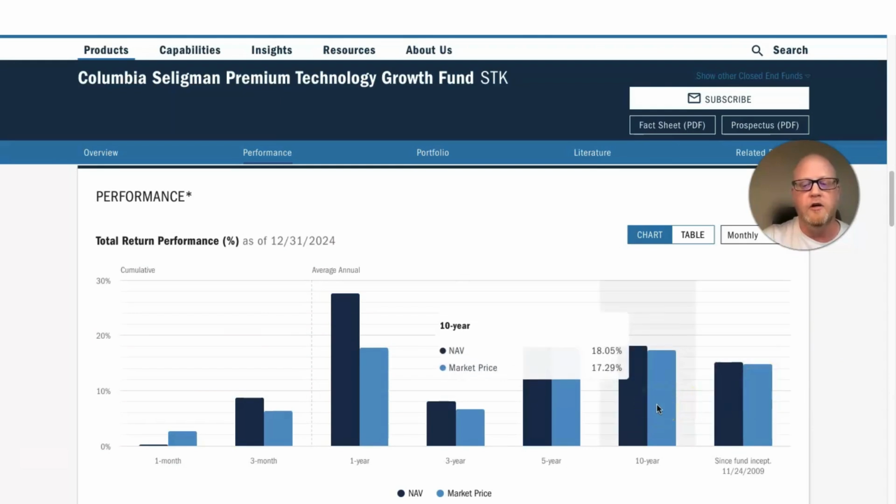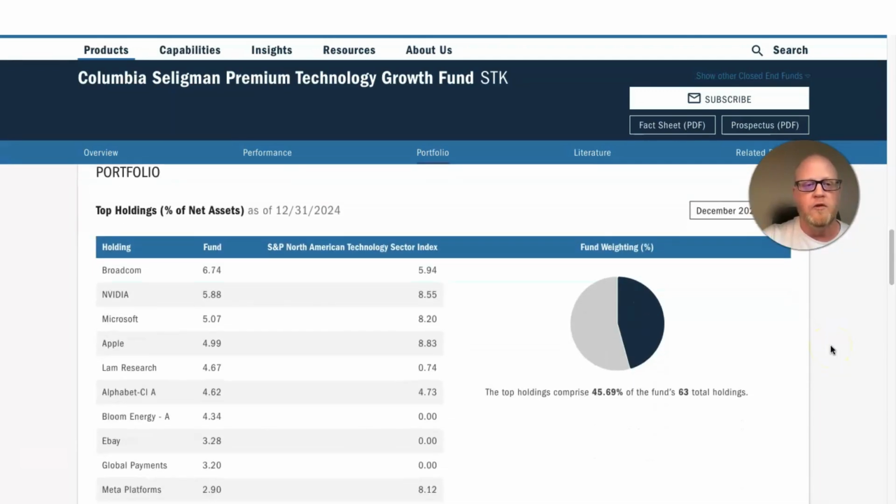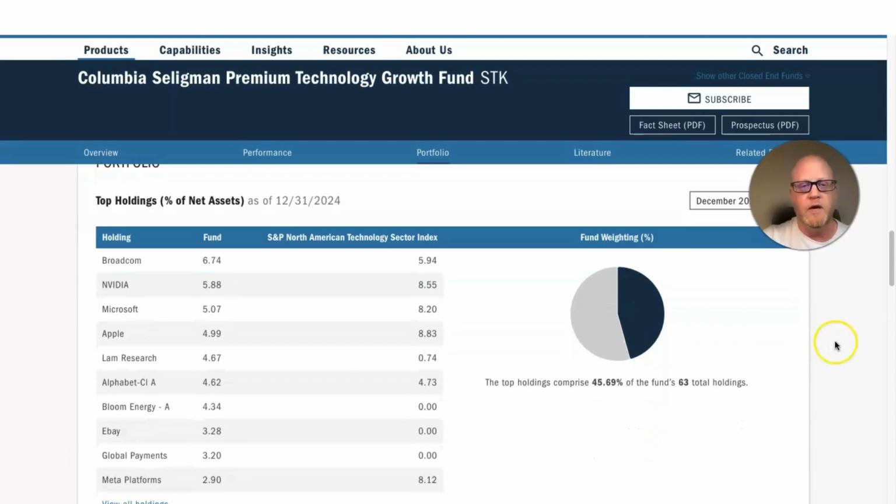And over the last 10 years, they've had an annual return of a little over 17%. So that's a very aggressive and consistent approach that's done really well for holders of this particular closed-end fund over time. So looking at the portfolio of this one, again, is what you would expect from a technology growth fund, Broadcom, NVIDIA, Microsoft, Apple, and so on.